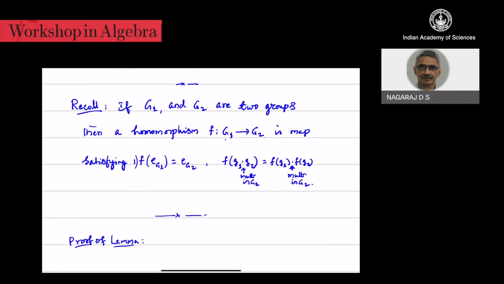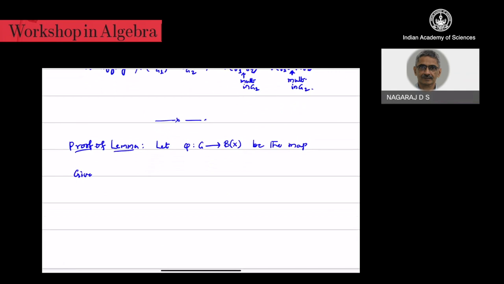So what is the map? Let phi_g be the map given by the action of G on X. So what does that mean? That is, phi of g is the map, the bijection, by definition, X going to g dot x, this bijection. That's what we are saying.